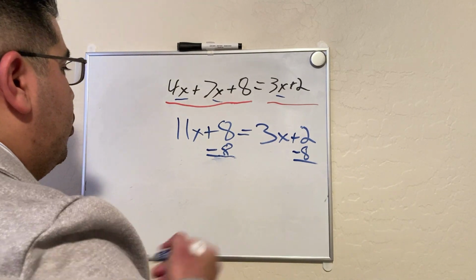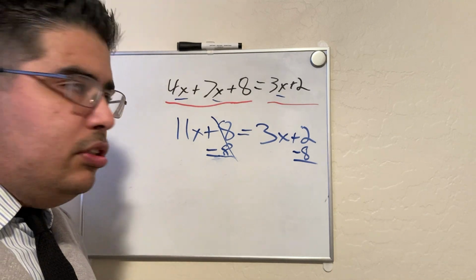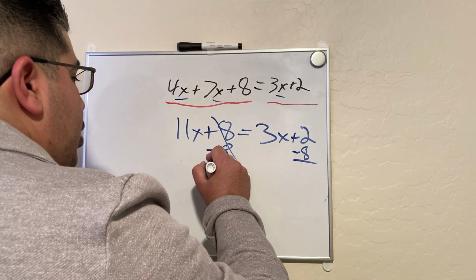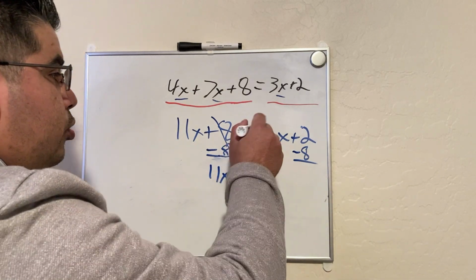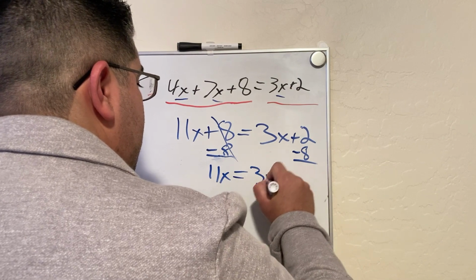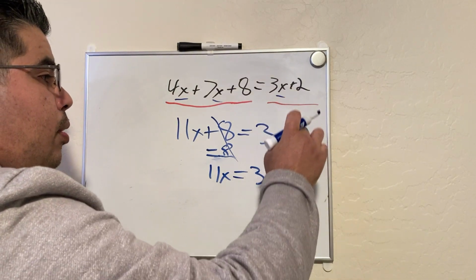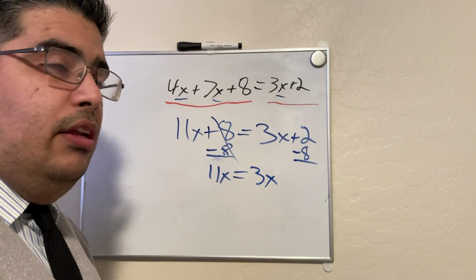All right, so this is gonna be 0, so we just cross that out. That's usually what teachers do. Then we have 11x equals the 3x. We didn't do anything to the 3x, so the 3x goes down here. And then 2 minus 8. This is positive 2 minus 8.